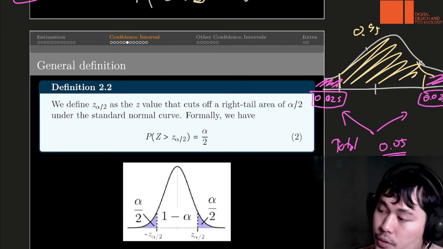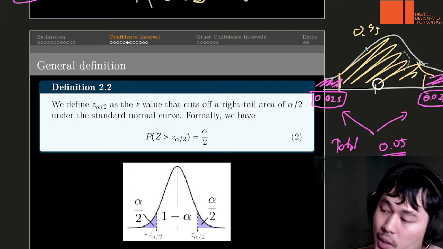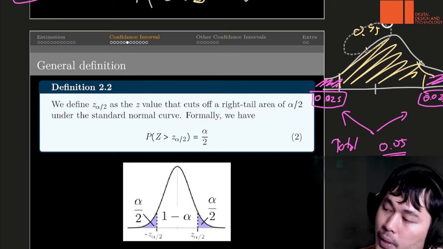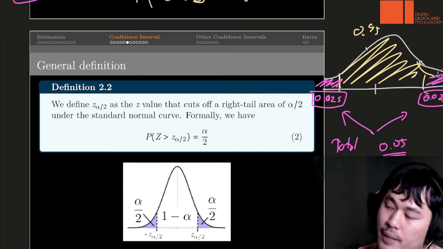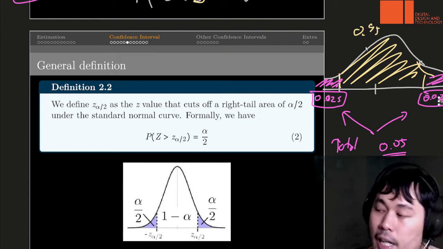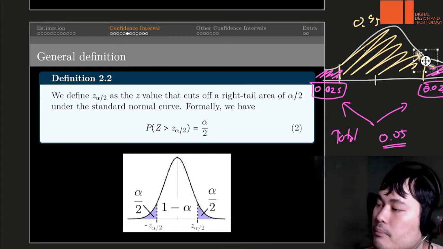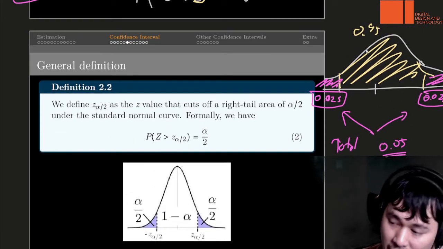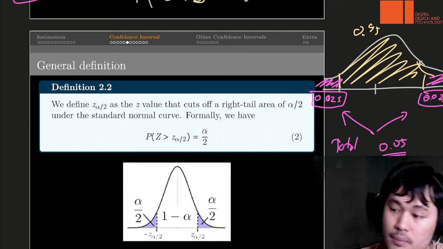So to get these two endpoints, you can either look at the area inside, which is 0.95, or look at the area outside the curve, which is 0.025 on each end. And so this is the general definition.